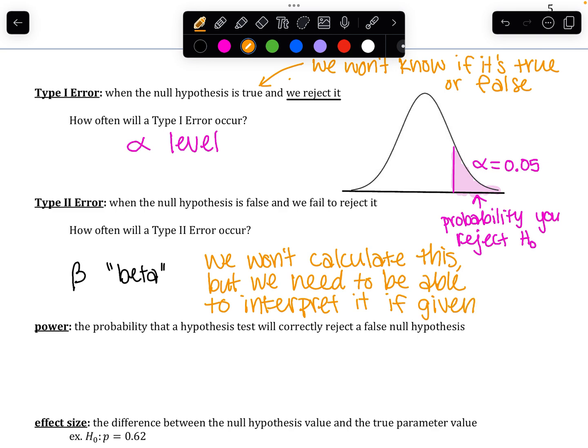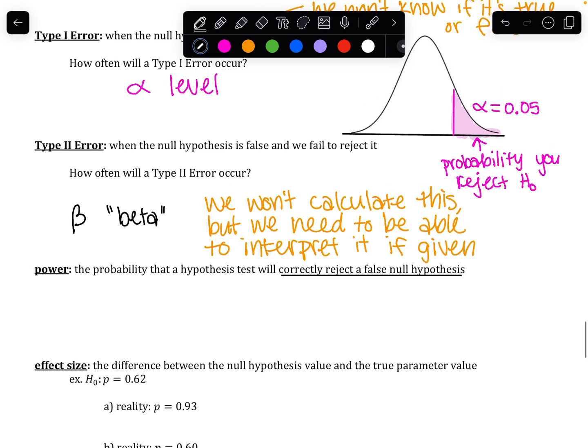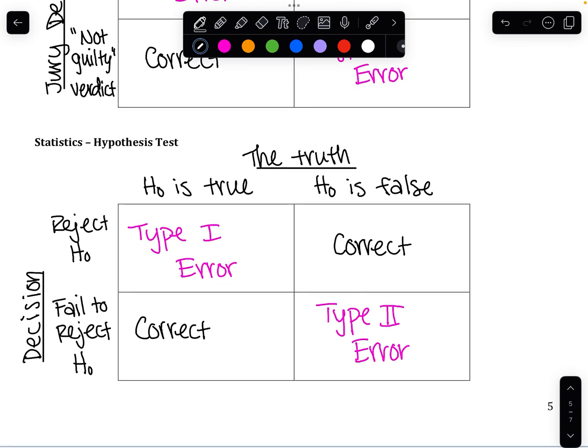All right, and now you're probably noticing as you look ahead on this page that there's a lot of vocab happening, right? So for your vocab, I would suggest you make some Quizlets so you could practice it. Here's another term for you, power. Power is the probability that a hypothesis test will correctly reject a false null hypothesis. That is this right here. This is your power. The null hypothesis is false, and you reject it, and you did the right thing. That's power.